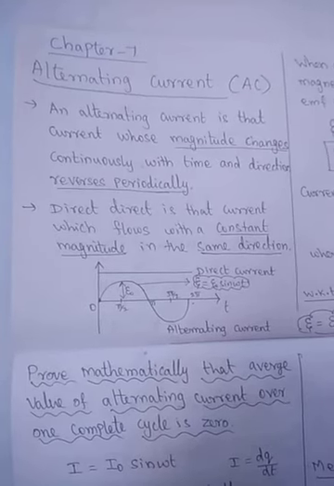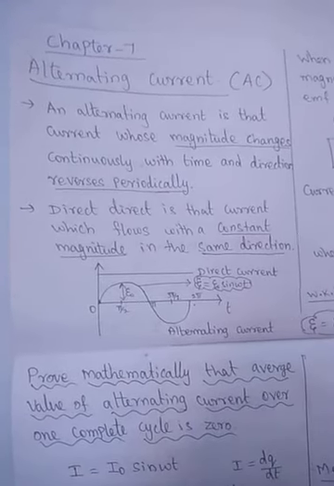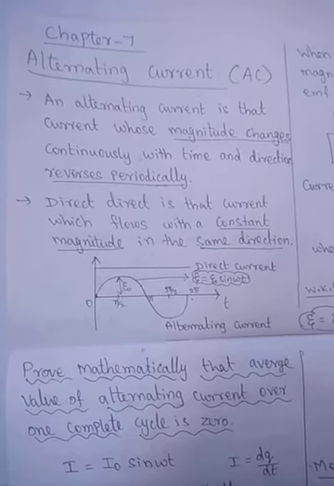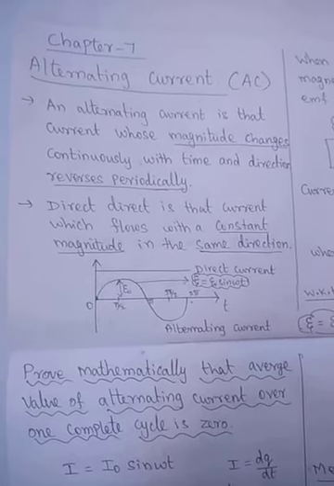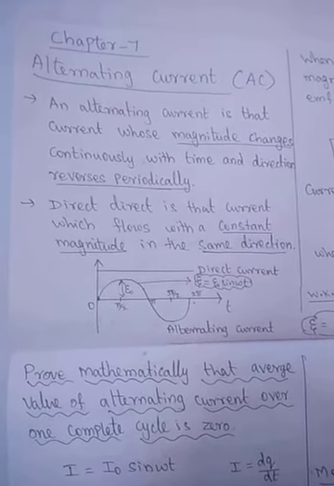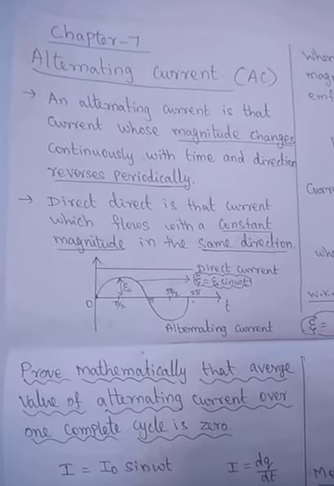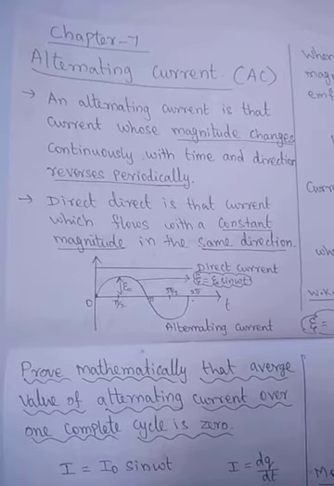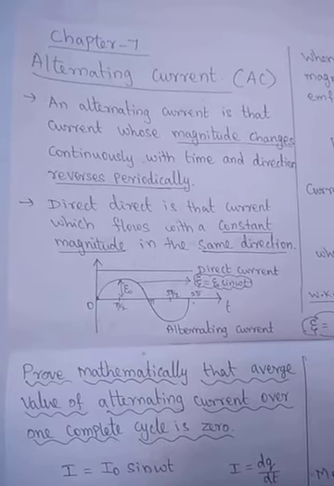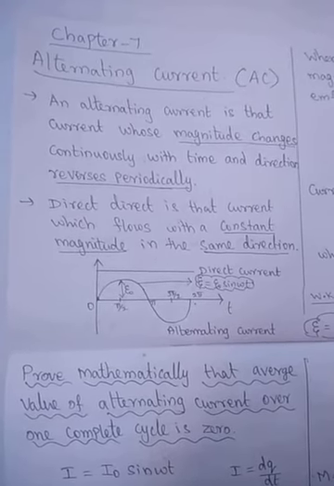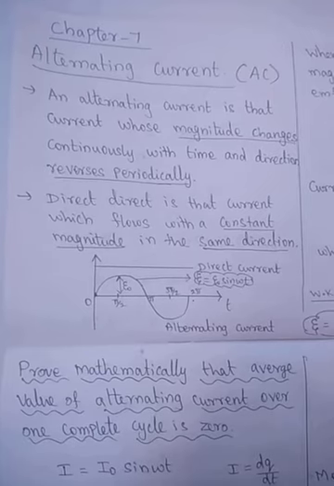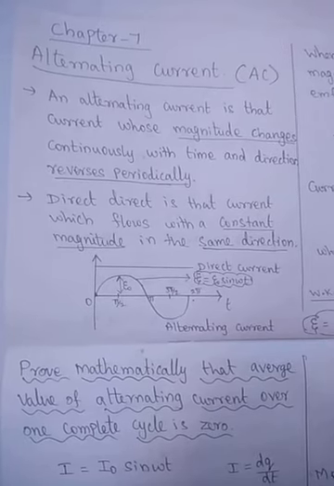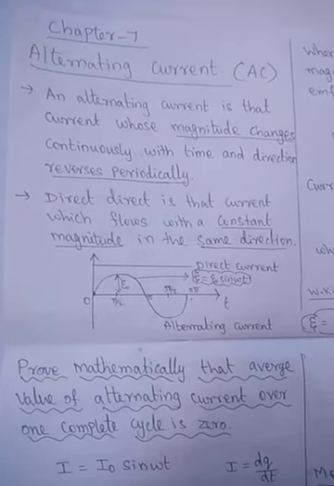Chapter 7, Alternating Current. An alternating current is a current whose magnitude changes continuously with time and whose direction reverses periodically. So the magnitude changes, and the direction also changes periodically. Direct current means a current that flows with a constant magnitude in the same direction.